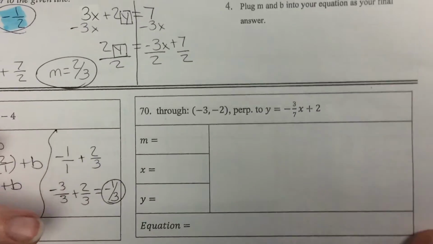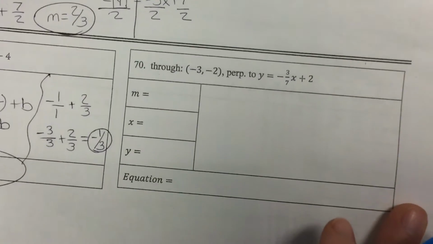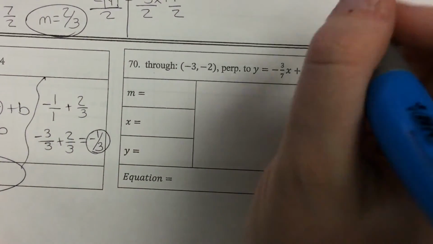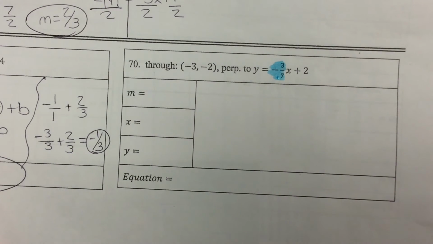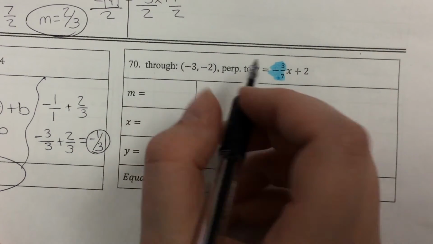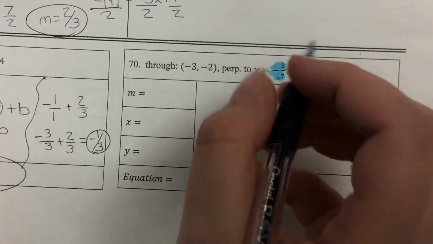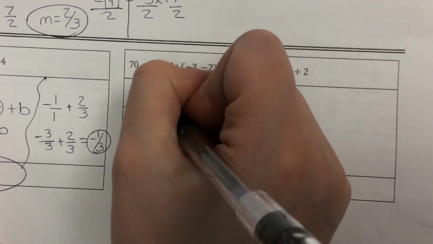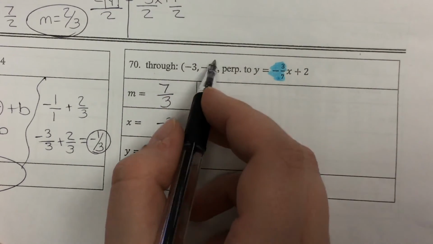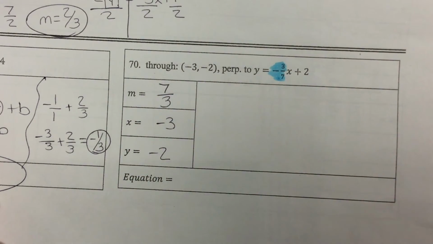Let's first figure out what our slope is going to be. In our original equation here, it's -3/7. So we need to do the opposite reciprocal. Our new slope is going to be +7/3. X in our ordered pair is -3, and y is -2.